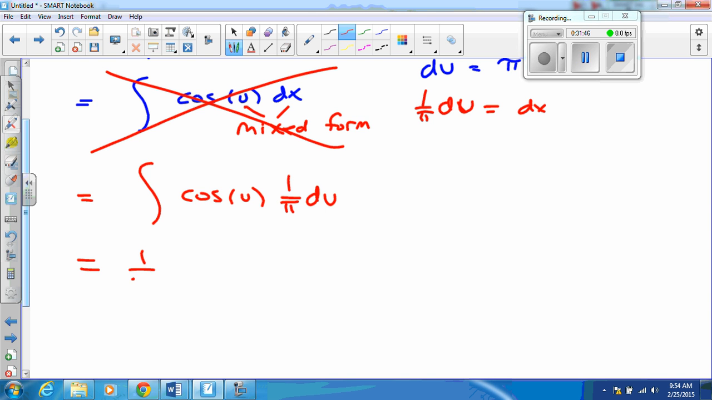And then multiplied by dq. You take the 1 over pi outside, and the derivative is sine u. What integral property am I using that gets me from here to here? Constant multiple rule, that's exactly right. And now I have the antiderivative of cosine u, and the antiderivative of cosine u is sine u.